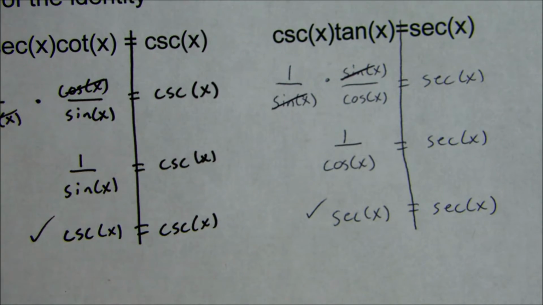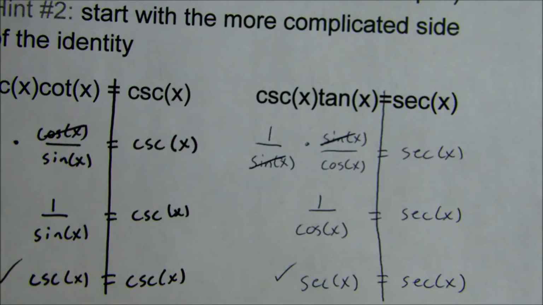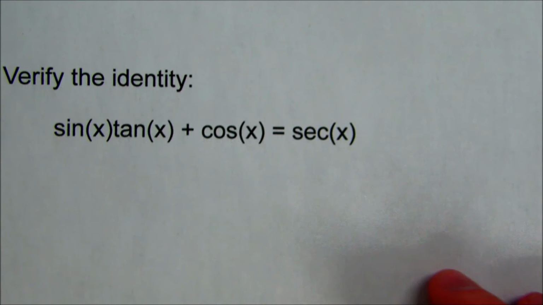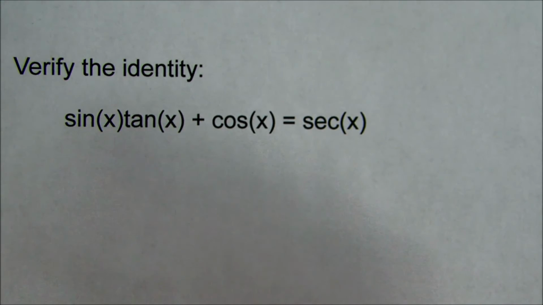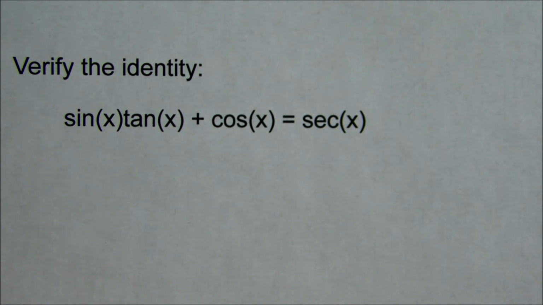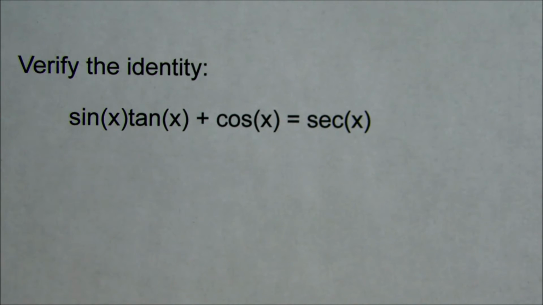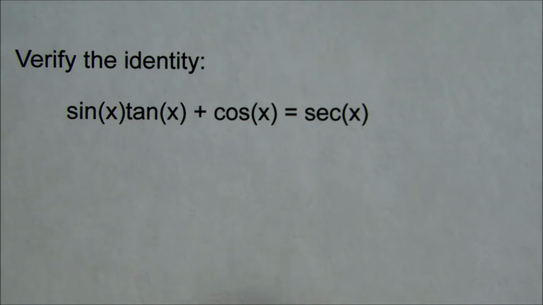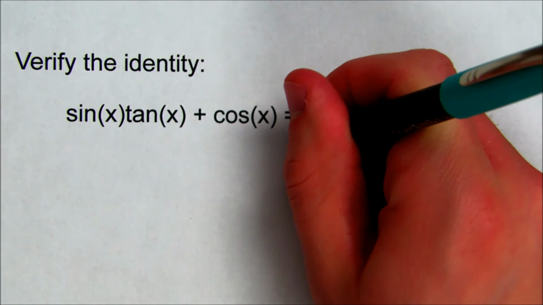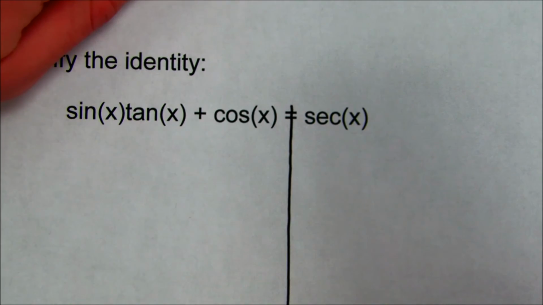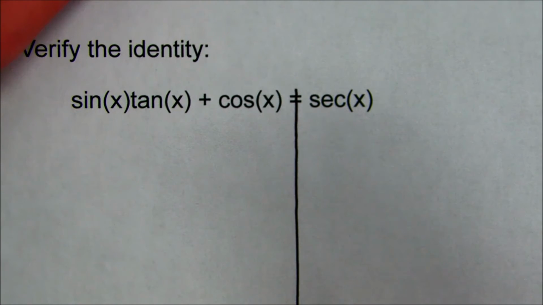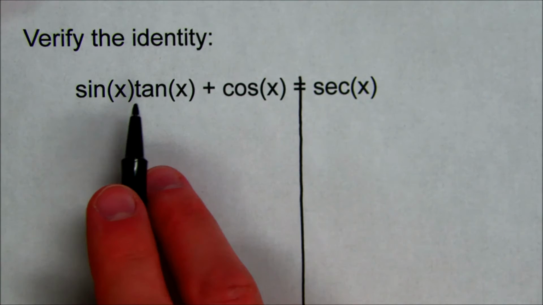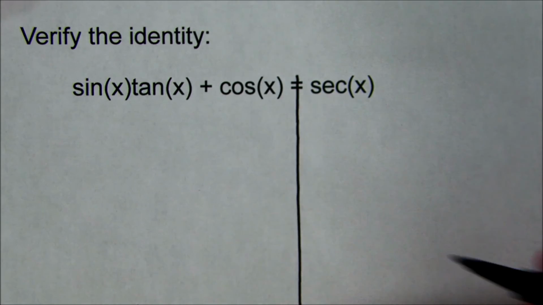Let's try one more that's not so similar. Let's take a look at something like this. I'm going to verify the identity. Here I've got sine times tangent plus cosine equal to secant. Now this one's going to be a little bit more complicated than our last one. Again, I want to start with the left side and try and simplify it down by canceling. So let's see. This is sine, this is cosine. I'm going to go ahead and rewrite this one, tangent, in terms of sine and cosine.